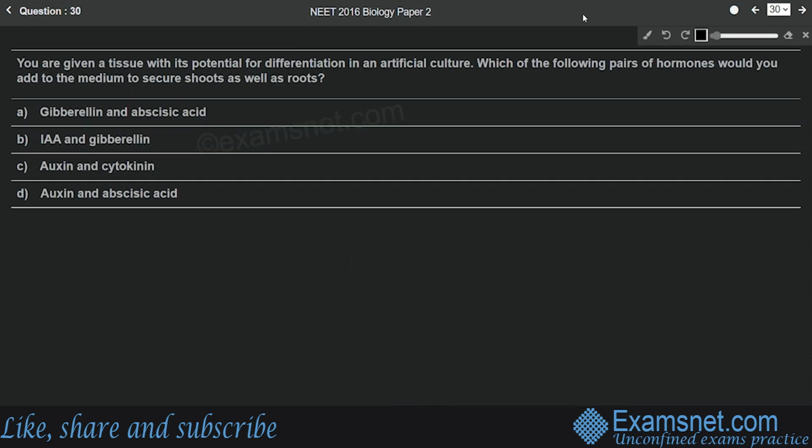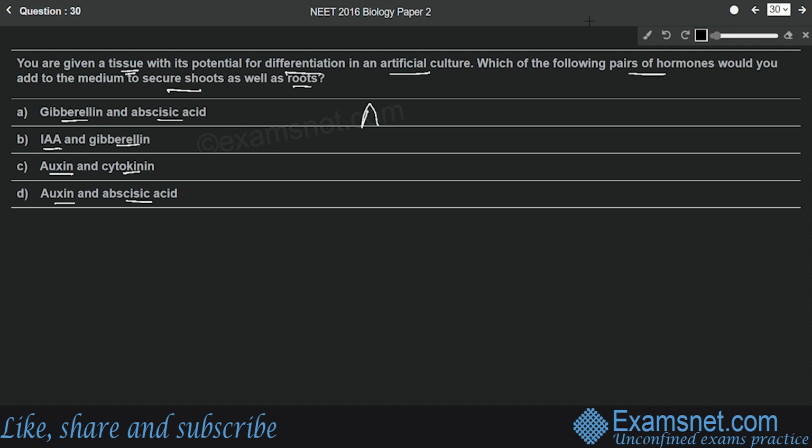Question number 30 is from the chapter Plant Growth and Development, and the question is, you are given a tissue with its potential for differentiation in an artificial culture. Which of the following pairs of hormones would you add to the medium to secure shoots as well as roots? Options are gibberellin and abscisic acid, indole 3-acetic acid and gibberellin, auxin and cytokinin, and auxin and abscisic acid.